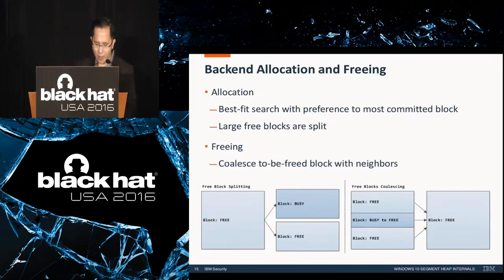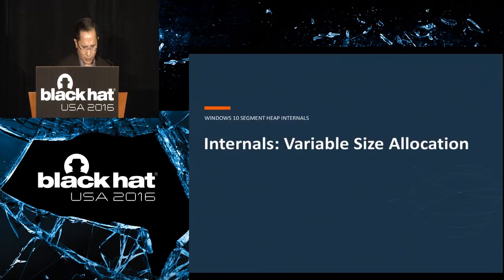So for allocation, as I mentioned, best fit search is done with the most committed block given preference. If a large block is selected, the large block is split. And for freeing, the to-be-freed block is coalesced with neighboring free blocks to reduce fragmentation. So that's the back end, and now the second component, the variable size allocation.